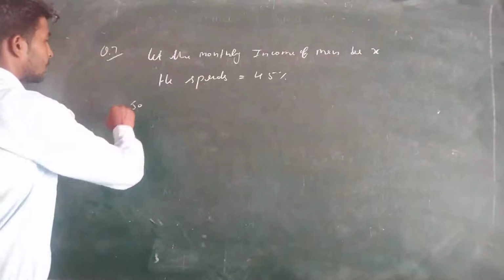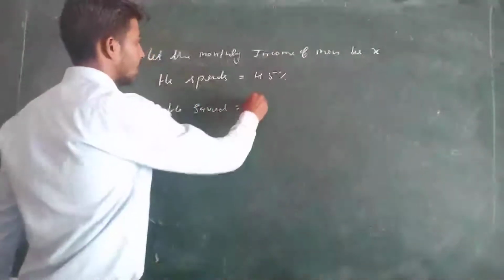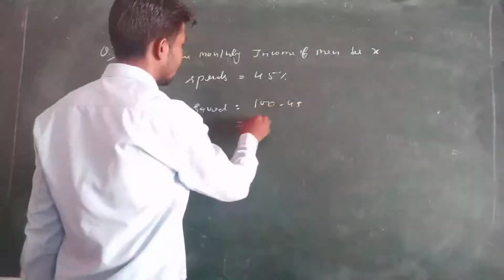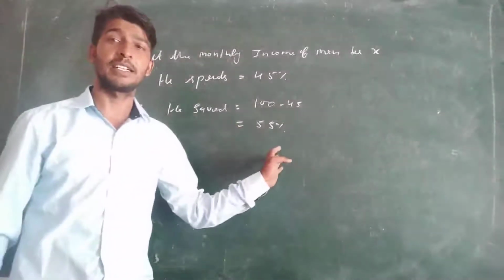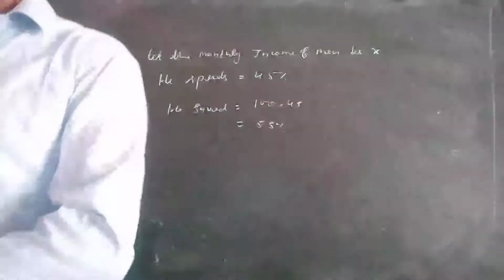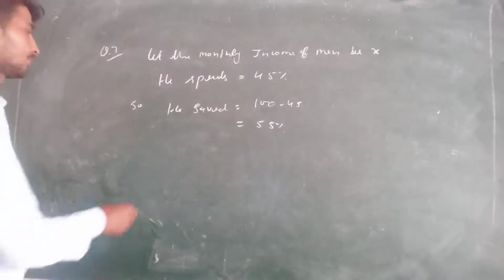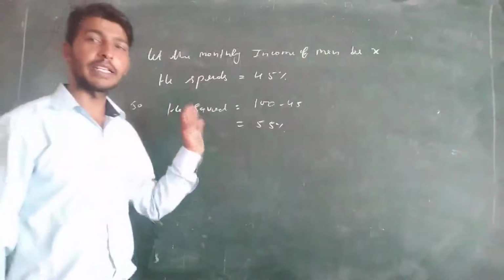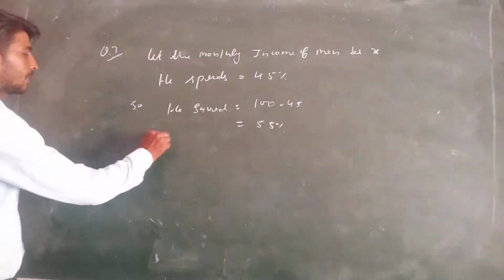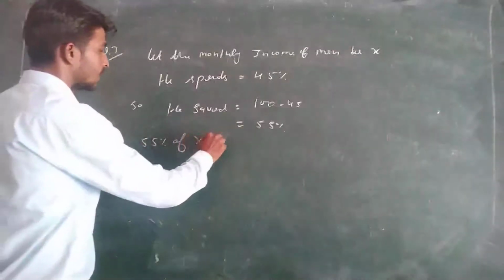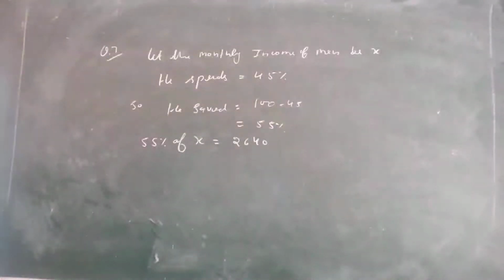So how much did he save? 100 minus 45, that is 55%. He saved 55% of his income. Okay, so you will let the monthly income be X. He has given us the saved amount. So 55% of X is equal to 2640.